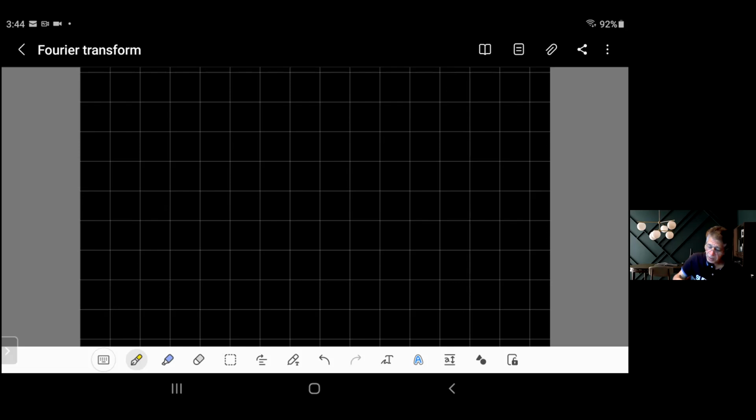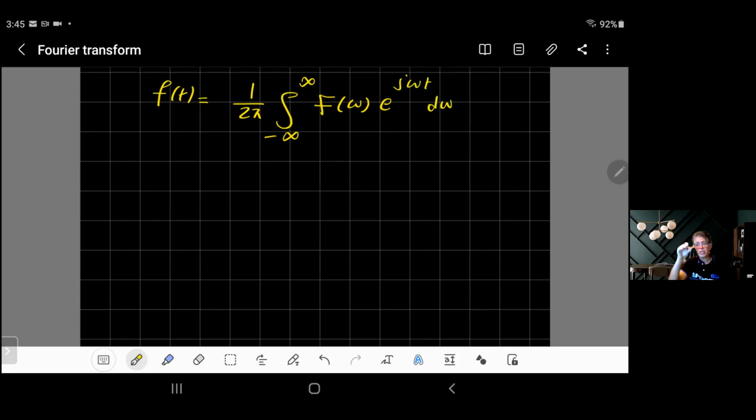time domain? Well, it's f of t, the inverse of Fourier transform, is equal to 1 over 2 pi, the integration from minus infinity to infinity, and then it's given F capital, the function of omega, e to the power j omega t, and the integration with respect to omega. So it's different than the formula used to find Fourier transform if f of t is given.